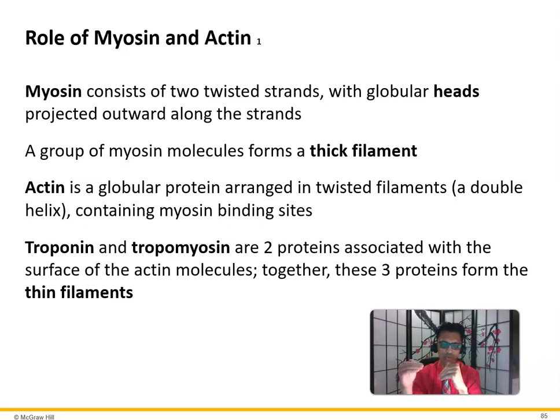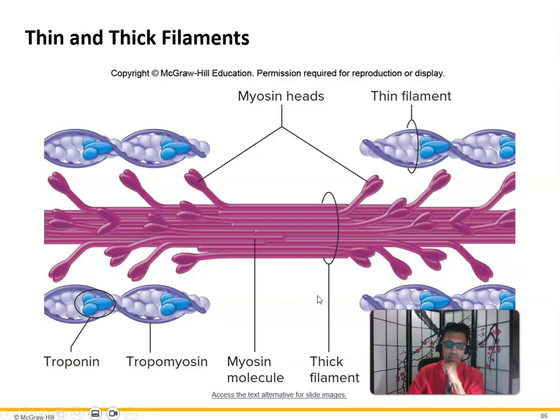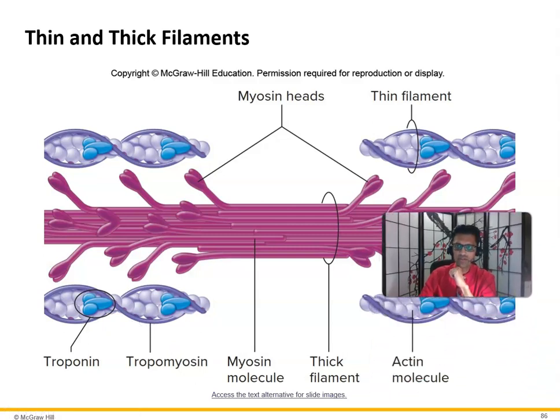So those are the regulatory proteins. Troponin and tropomyosin are two regulatory proteins associated with the surface of the actin molecules. Together, these three proteins form the thin filaments. So here it is. Here's the myosin, that's the thick. Here's the thin. And troponin and tropomyosin are needed to regulate these contractions.